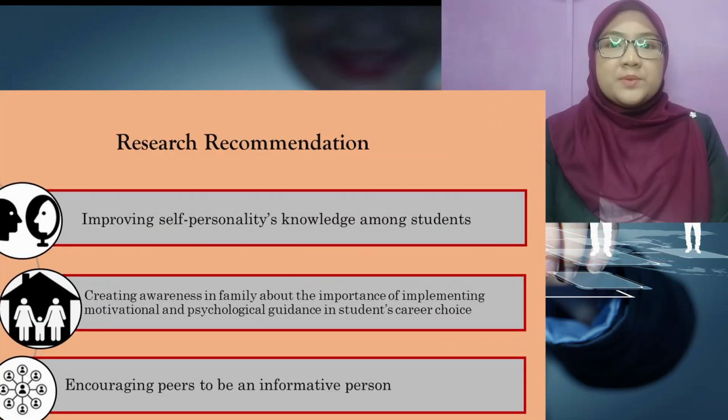Lastly, encouraging peers to be informative persons. Peer influence cannot be underestimated as it was found to be influential in career choice. It can be done through peer interaction because students are more likely to accept advice from their peers as they trust them more than other sources. Therefore, it is important for peers to be more knowledgeable and informative regarding career topics because they can influence their peers, especially students, to choose a good and decent career to pursue.